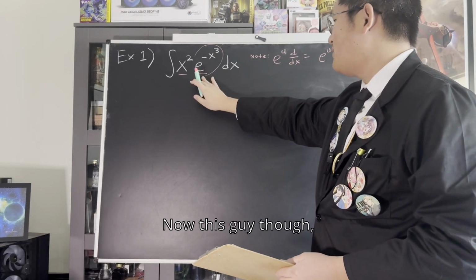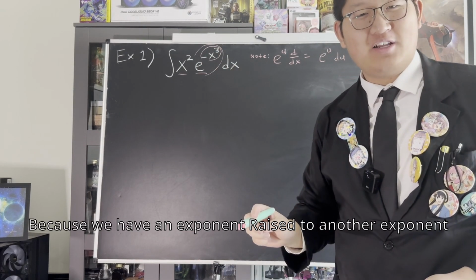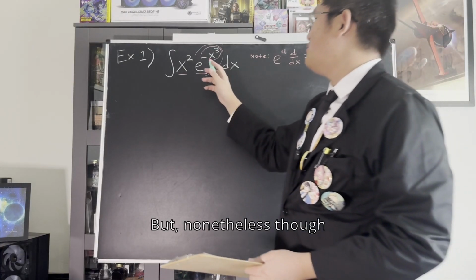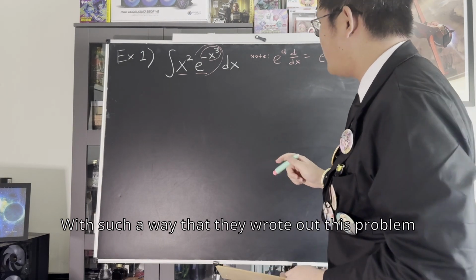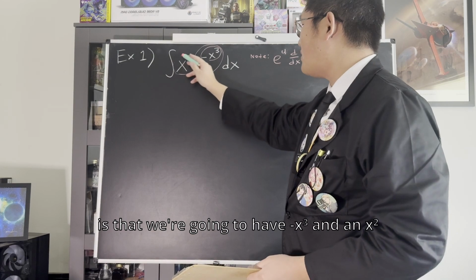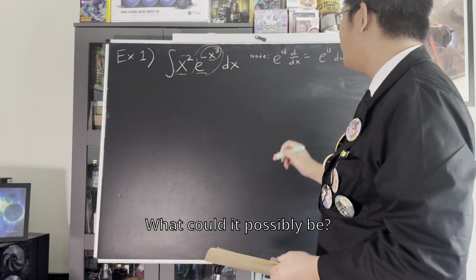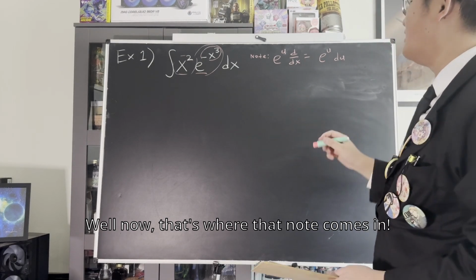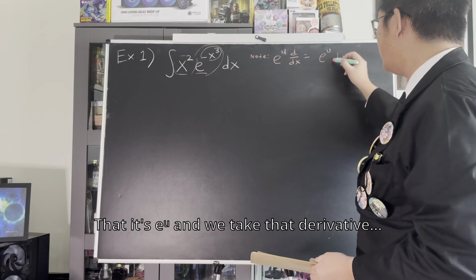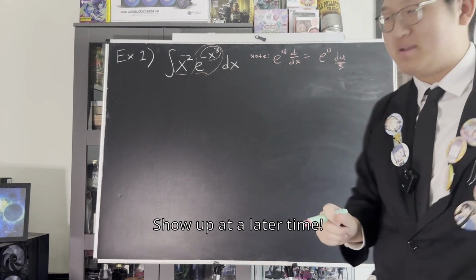Now this guy, because we have an exponent raised to another exponent, what a world we live in, huh? But nonetheless, with the way that they wrote out this problem, we're going to have the negative x cubed and an x squared. They need to have some sort of relationship to each other. What could it possibly be? Well, that's where that note comes in, because if we go forwards first, it's e raised to the u, and we take that derivative. The derivative of that exponent will have to show up at a later time.